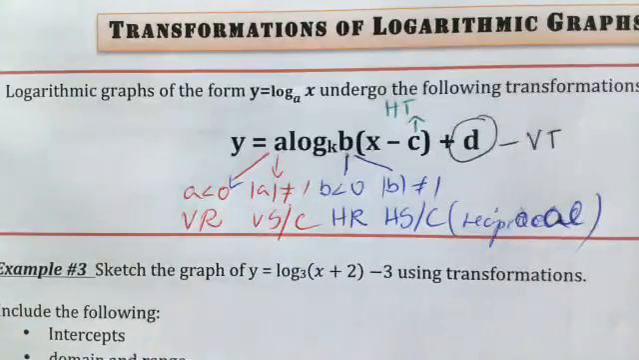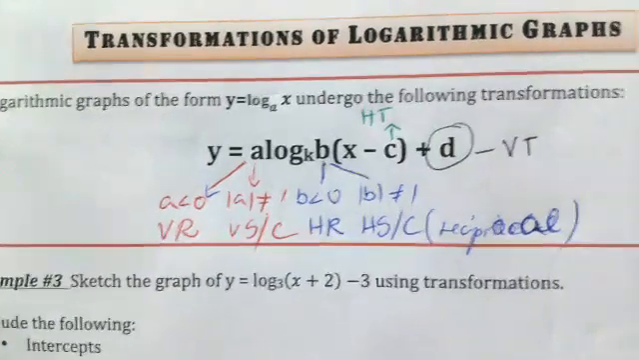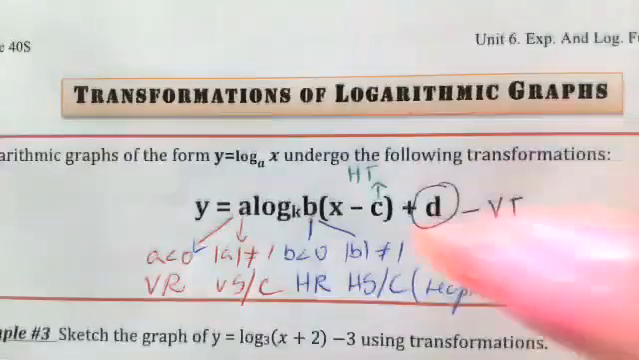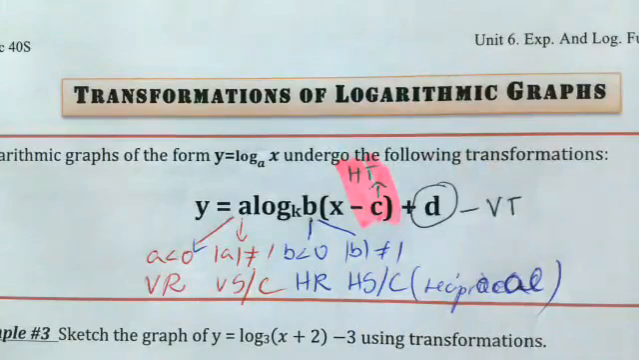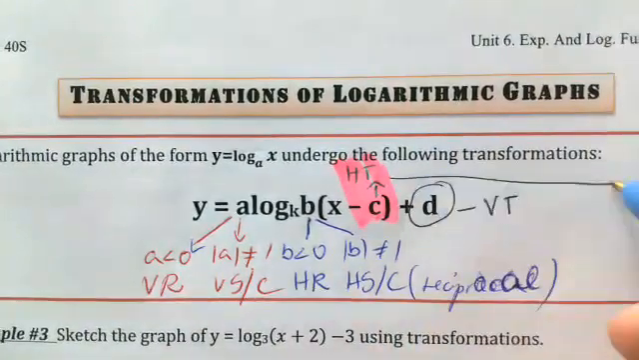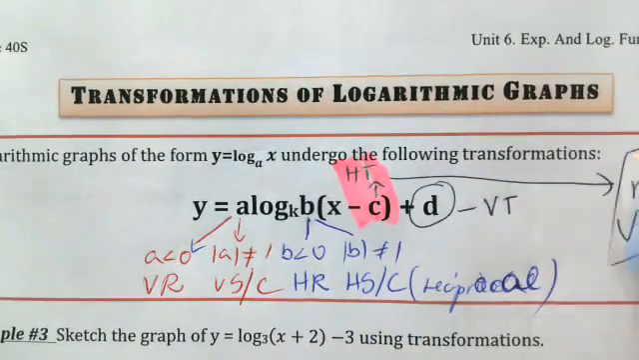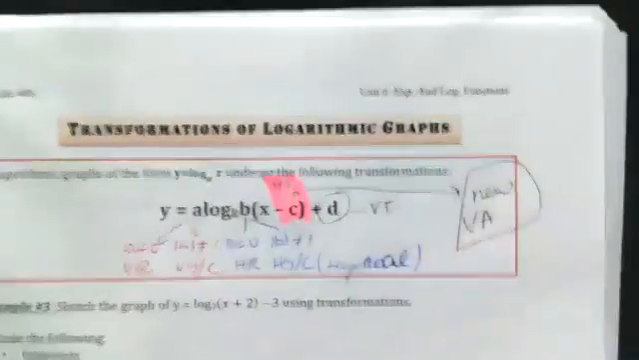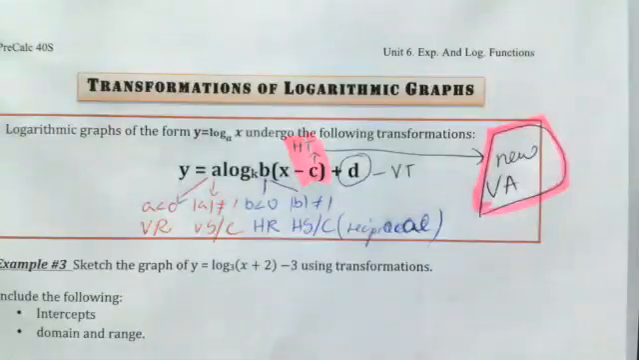Now for the logarithmic graphs, we had a vertical asymptote. So the vertical asymptotes will be affected by what transformation? That's right. So when you have a horizontal translation, that will give you your new vertical asymptote. So we will see that in our work for transformations.